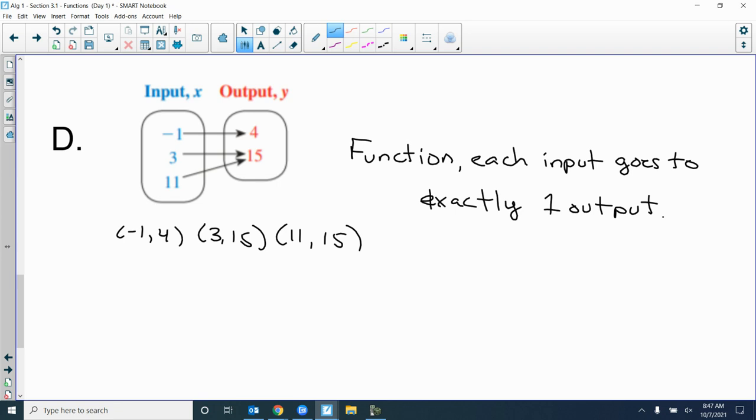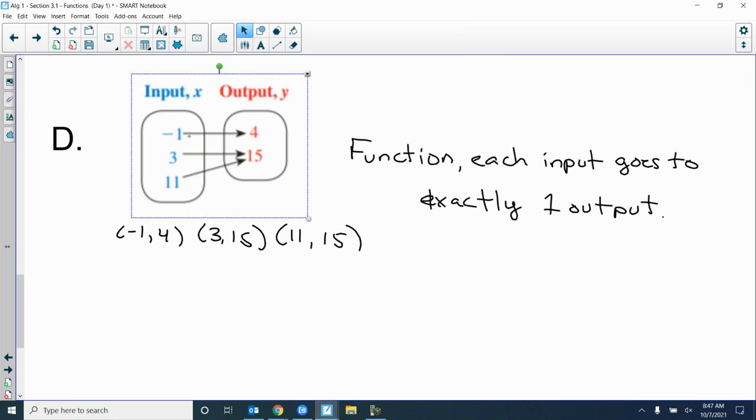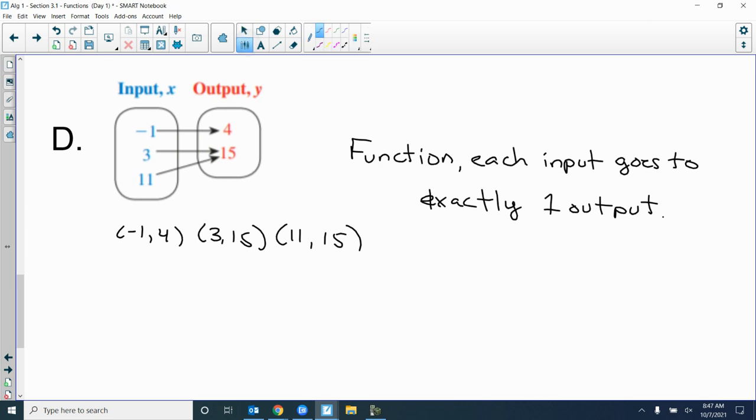All right, so that's just kind of getting an idea what's going on there. And that's if you're given a list of numbers, a table of numbers, a set of numbers. You're just looking to see, does that X value appear twice? Does that X value go to two different numbers? Now, something that would not be a function is if this -1 also went to 15, like that.